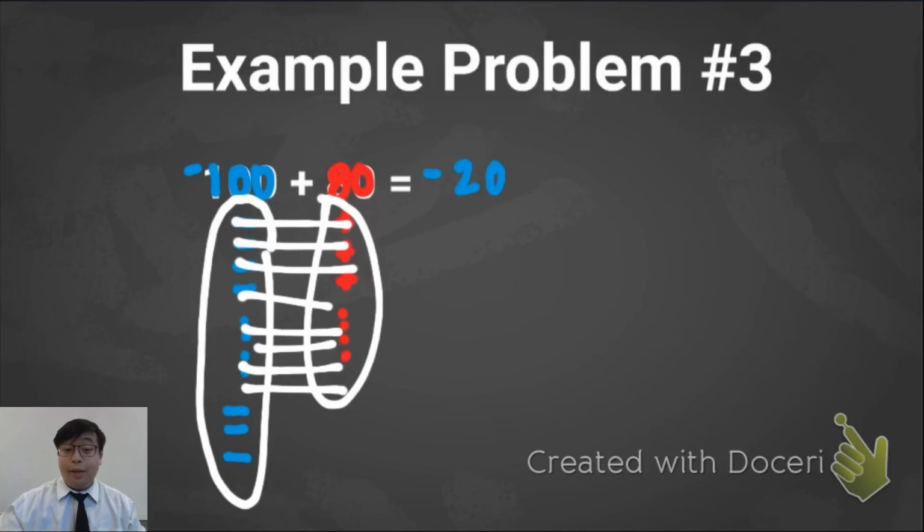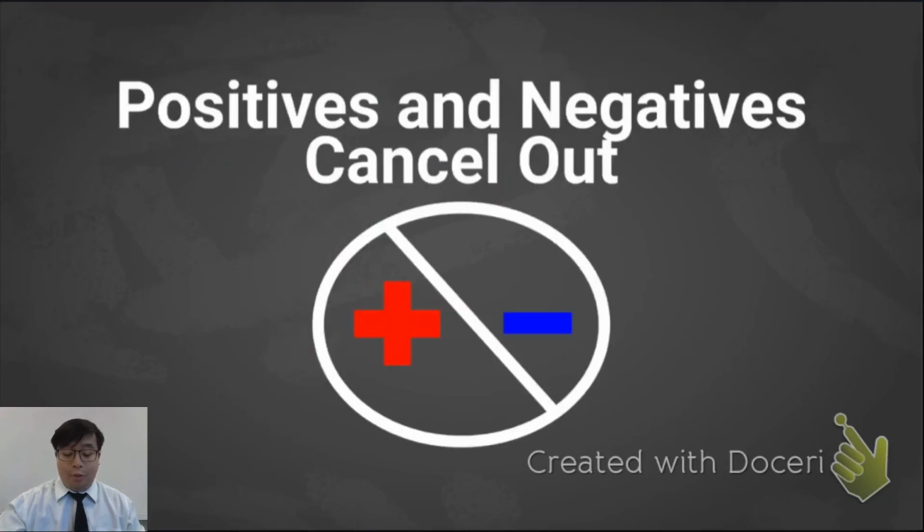Once you get good at visualizing all these pluses and minuses, you won't have to draw them out. But if you still have problems or if you're struggling, then I would recommend that you draw out all the pluses and minuses. Okay. So in conclusion, when we have positive and negative integers, we're going to have 2 opposite forces. Those are going to cancel each other out.